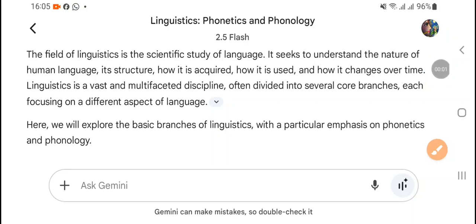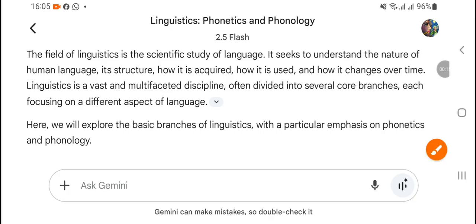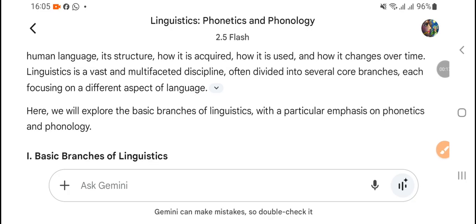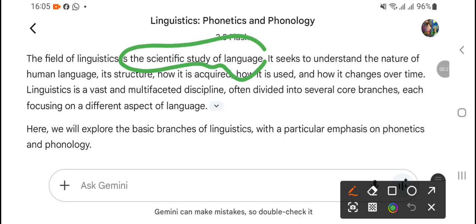Good evening, students. Today we are going to discuss phonetics and phonology, which are very important parts of linguistics. We have already studied that linguistics is the scientific study of language, right? Language is a science, and this is the study which is done scientifically.